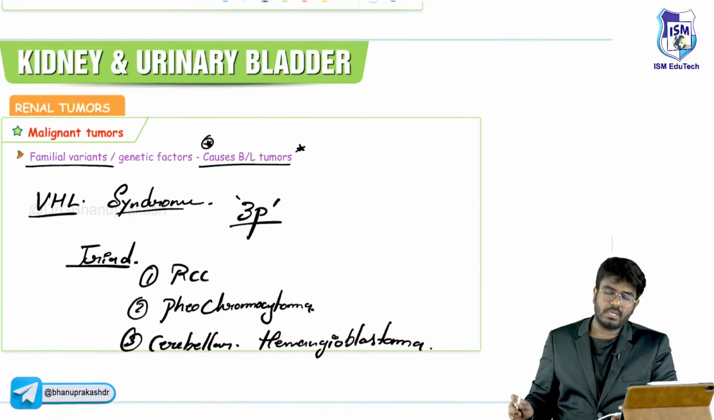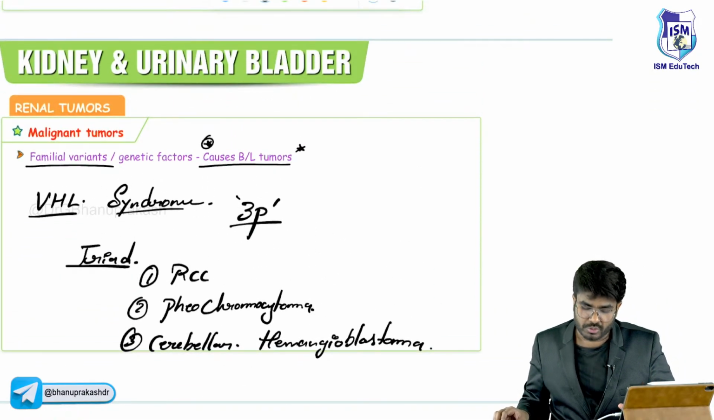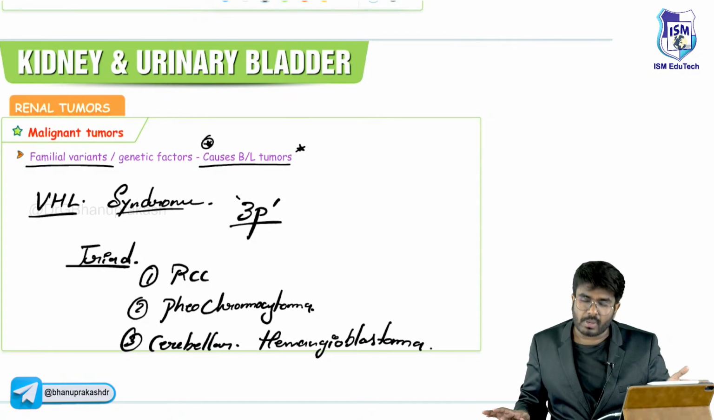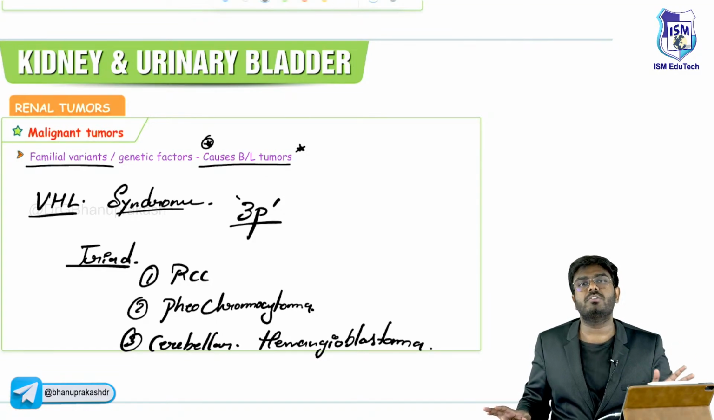Cerebellar hemangioblastoma. So, von Hippel-Lindau syndrome, there is the deletion of chromosome number 3p. 3 types of cancers can be seen. First cancer is renal cell carcinoma, pheochromocytoma, and cerebellar hemangioblastoma.